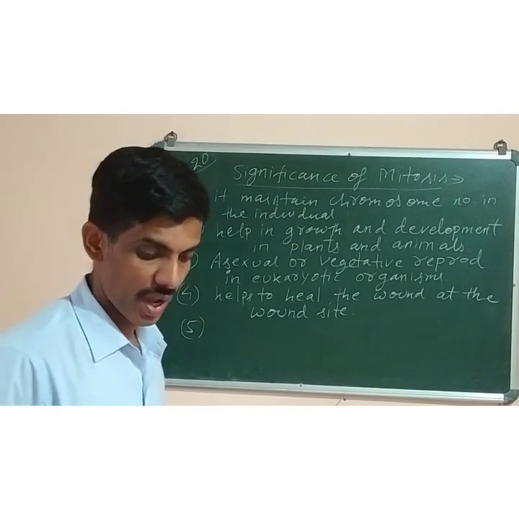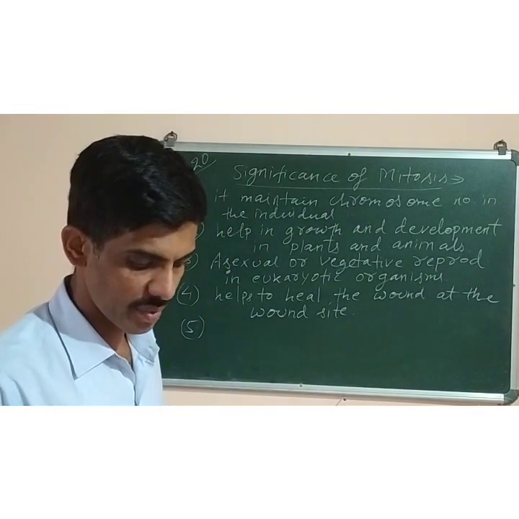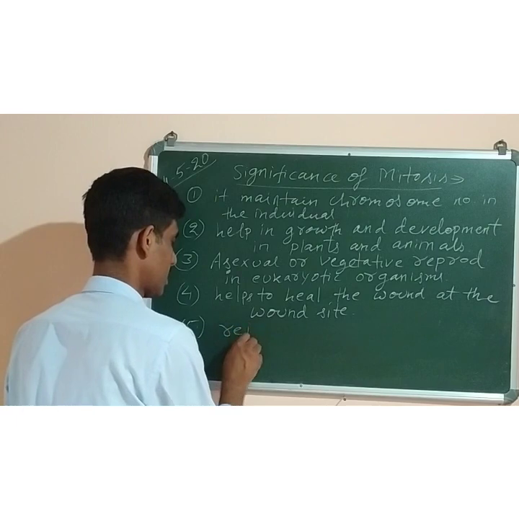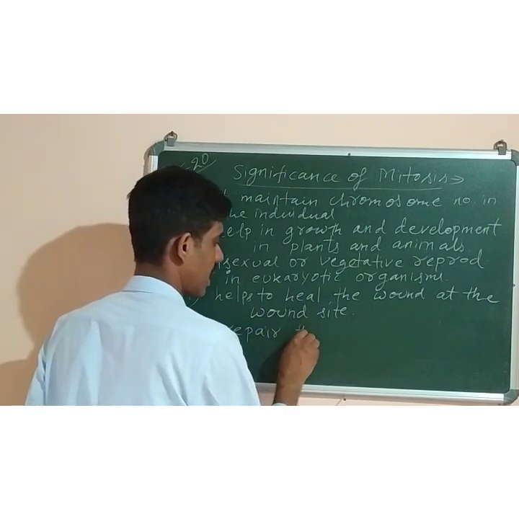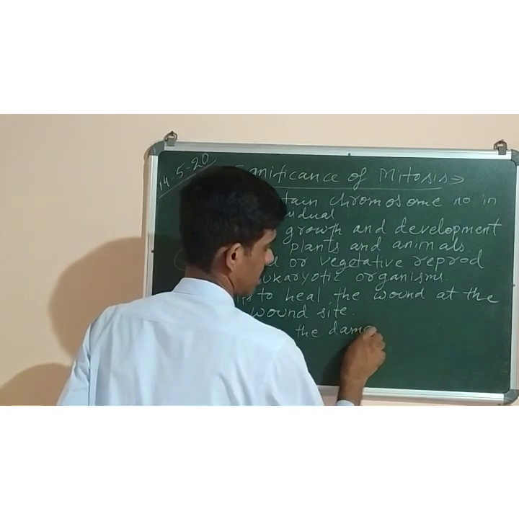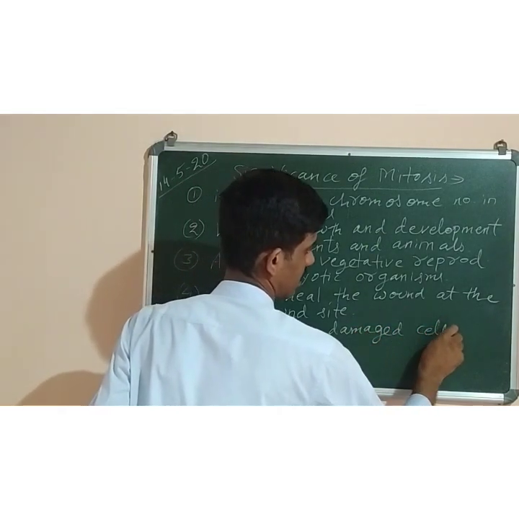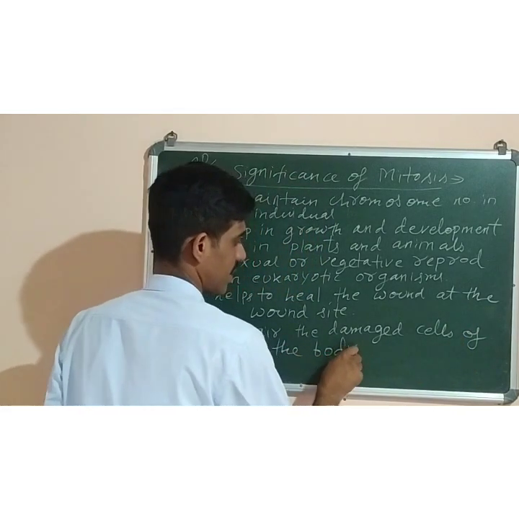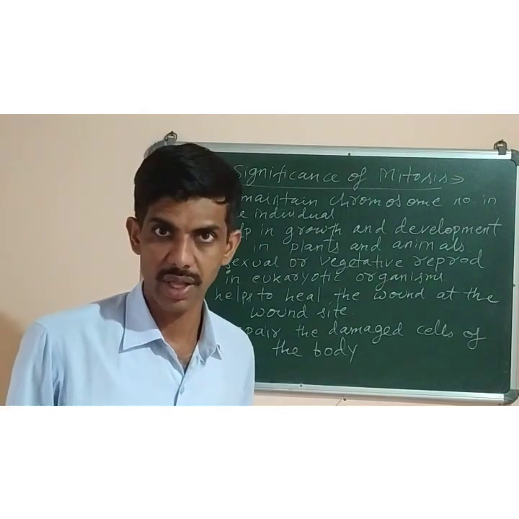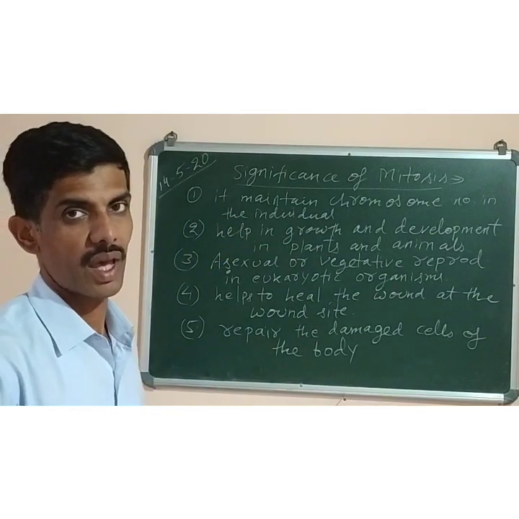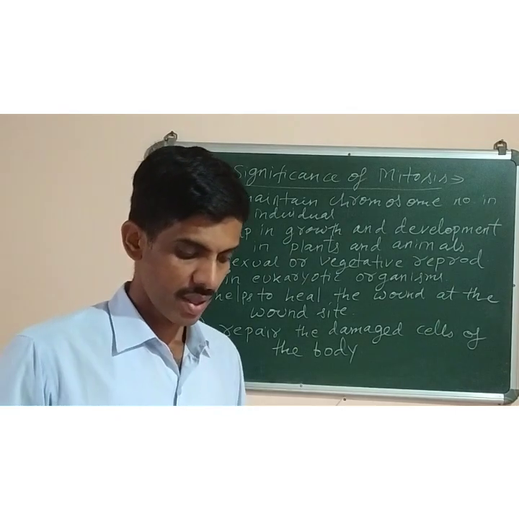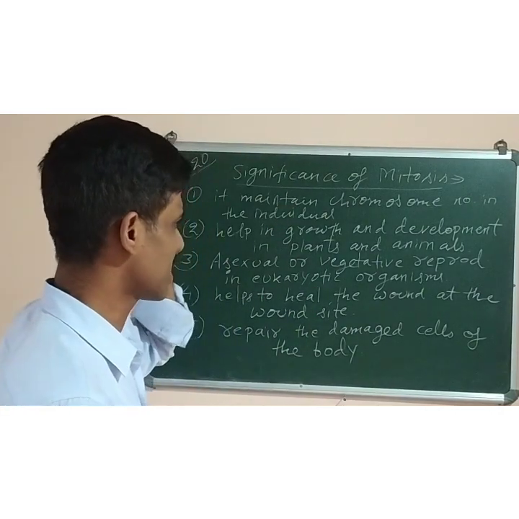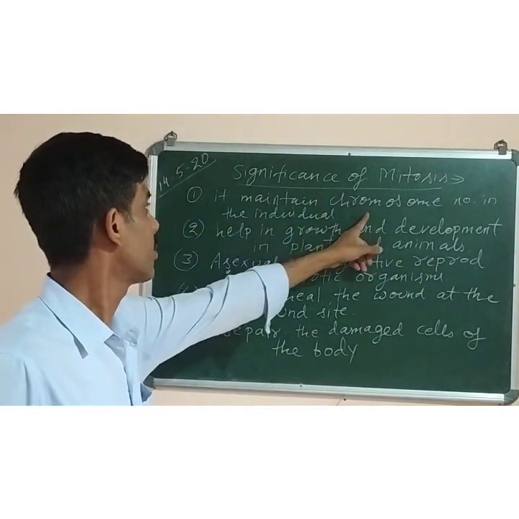Then the last point, number 5. Already I have said it maintains the chromosome number in the body. Okay, it helps to repair the damaged cells of the body. Means repairing is also done, regeneration is also done. So that also we can write, it helps to repair and regenerate the lost parts of the body. Okay. So now next we have to do is differences in mitosis. So we have understood the significance of mitosis. Once again, it maintains chromosome number in the individual.